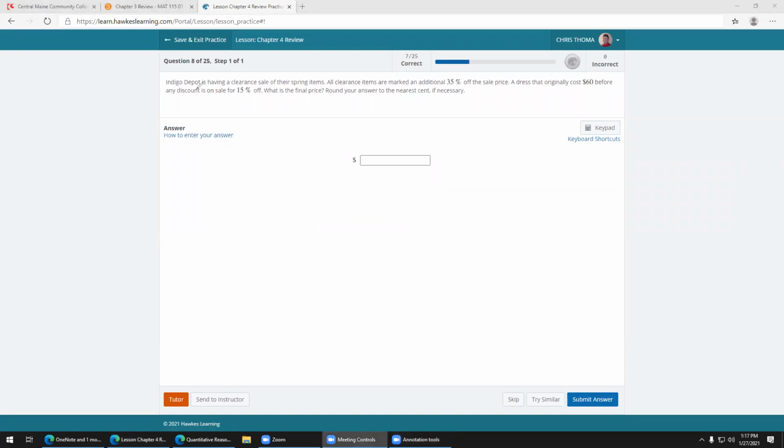All right, so a store is having a clearance sale, as all clearance items are marked an additional 30% off the sale price. A dress that originally cost $60 before any discount is on sale for 15% off. What is the final price?